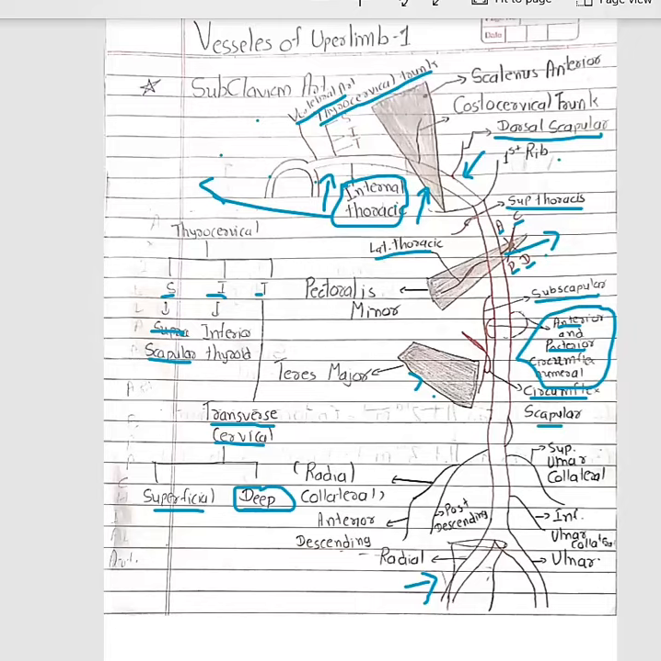Then the brachial artery. The brachial artery has one deep branch, the profunda brachii artery. This is the profunda brachii artery. It is further divided into two branches, the anterior descending branch and the posterior descending branch. The anterior descending branch is known as the radial collateral artery. It gives two more branches, the superior ulnar collateral artery and the inferior ulnar collateral artery, and it terminates by dividing into the radial and ulnar arteries. Thanks for watching. Press the like button. Thank you.